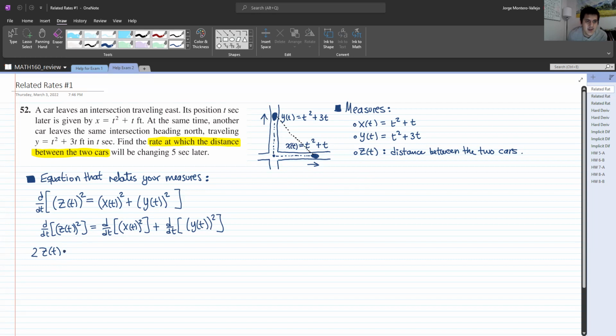And then I need to multiply by the derivative of the inside, the derivative of z of t, right? Well, the way I'm going to write that down is dz/dt, all right? Because z here is like our old y in the xy implicit equations that we have seen before, okay? So, all right, hopefully that makes sense.